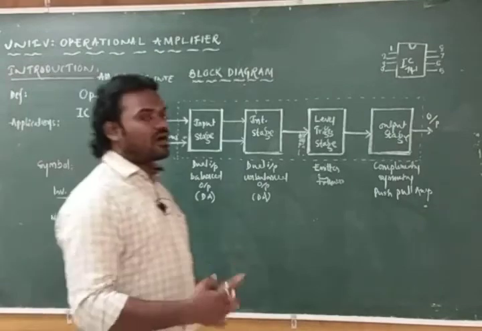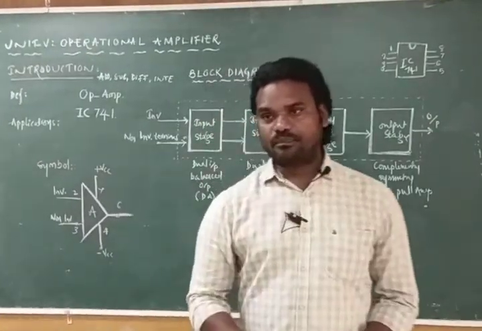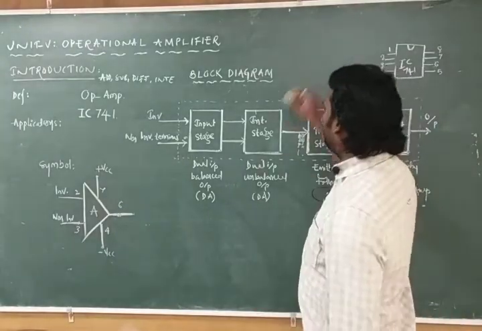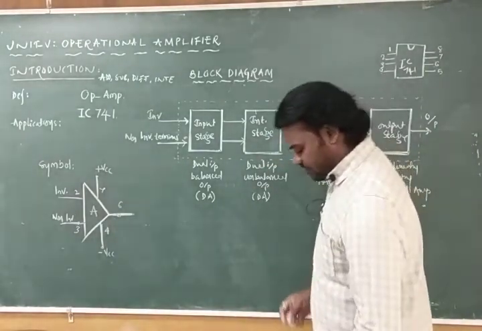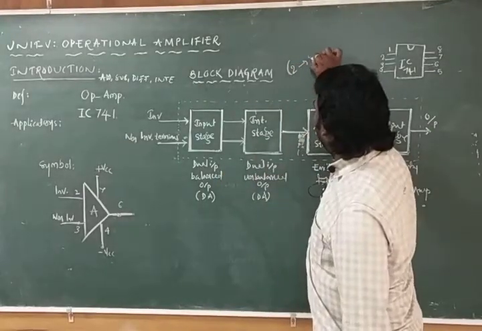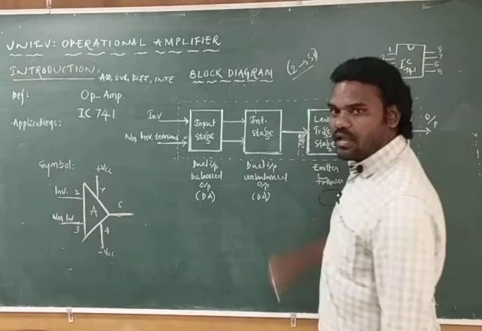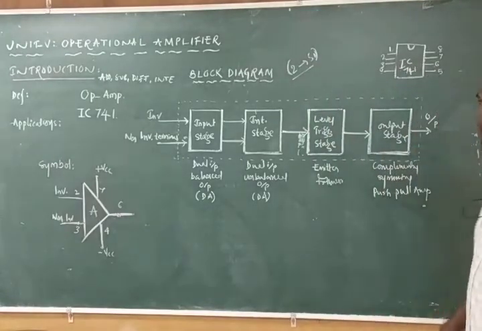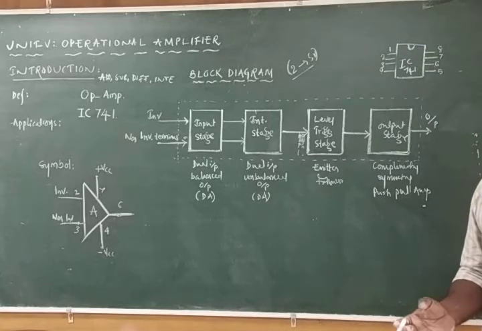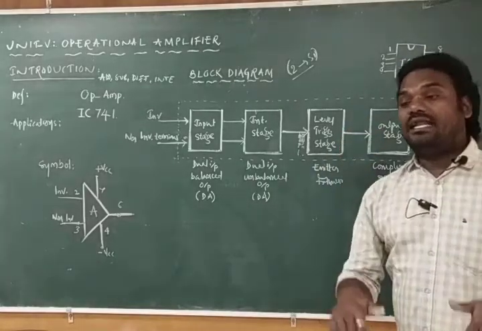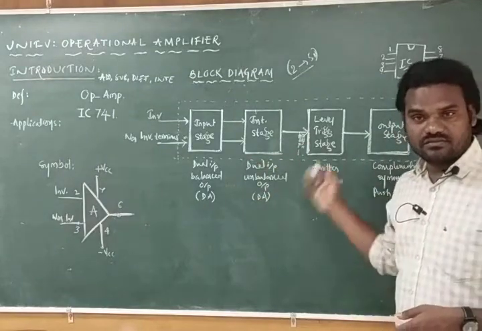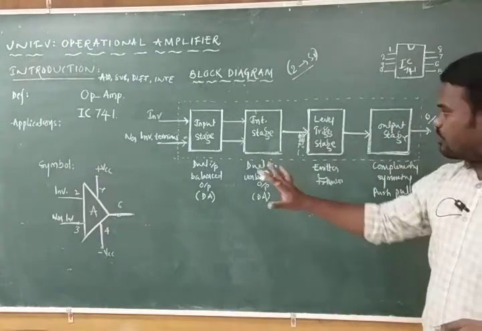Then what is the block diagram of the operational amplifier? The block diagram of the operational amplifier will be asked for 2 to 5 marks in the exam. It is a definite question and it can be asked for 2 to 5 marks in the exam. Operational amplifier block diagram, that means what? It seems to be an integrated circuit only, but if you look inside that particular IC, it is going to have these blocks. How many blocks is it having? 4 blocks it is having.